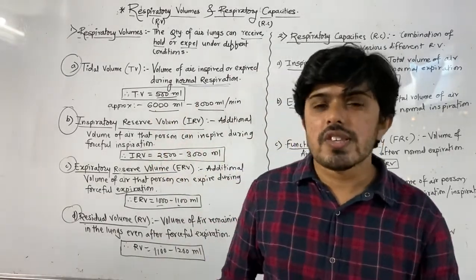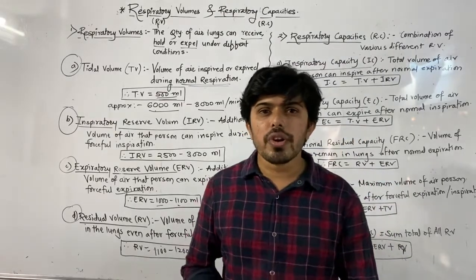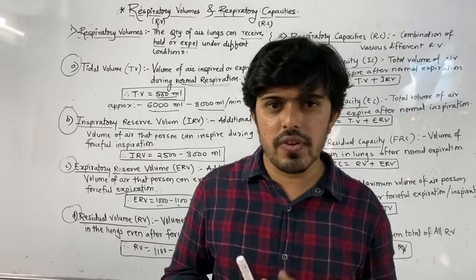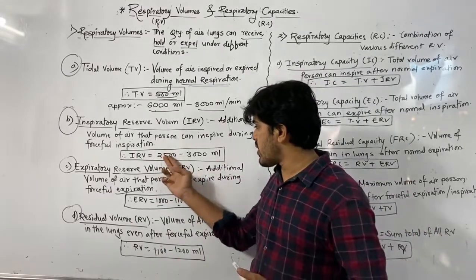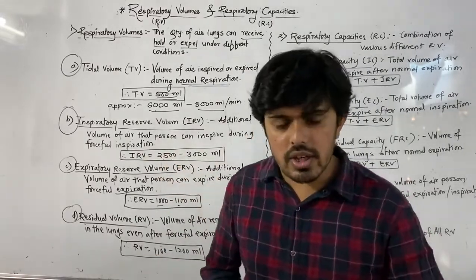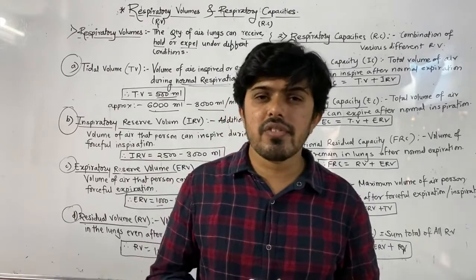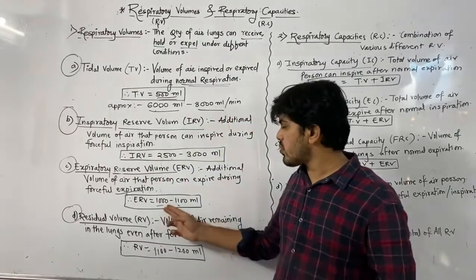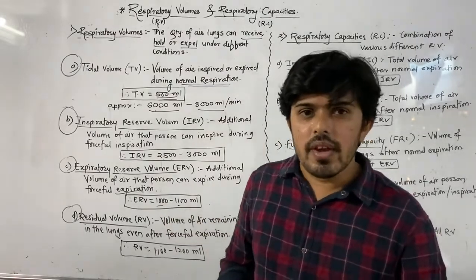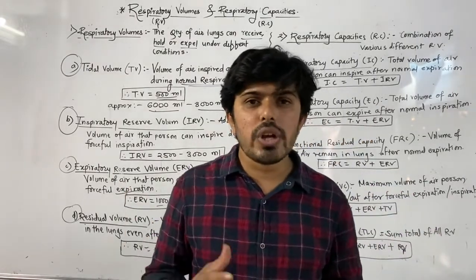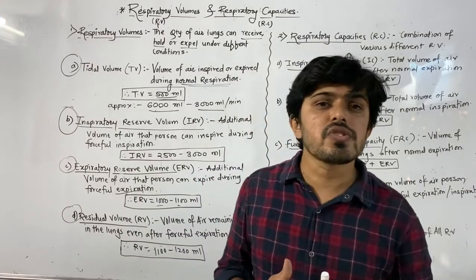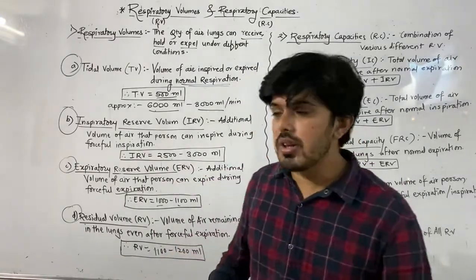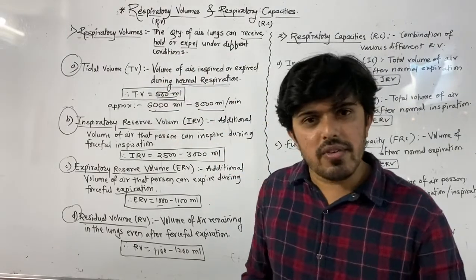Second one we saw, inspiratory reserve volume. It is quantity of air coming in the lungs during forceful inspiration. It is nearly 2500 to 3000 ml. Third one we studied, that is expiratory reserve volume. It is due to forceful expiration. Quantity was 1000 to 1100 ml. So after doing forceful expiration, whatever amount of air remained in the lungs is called as residual volume. Its quantity is 1100 to 1200 ml. So these are the four different respiratory volumes.